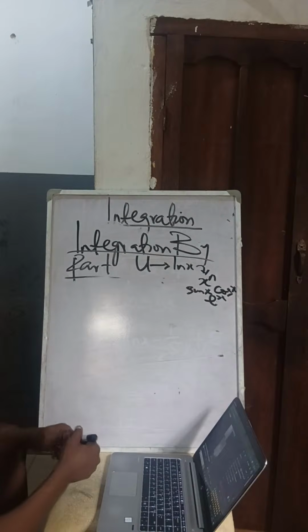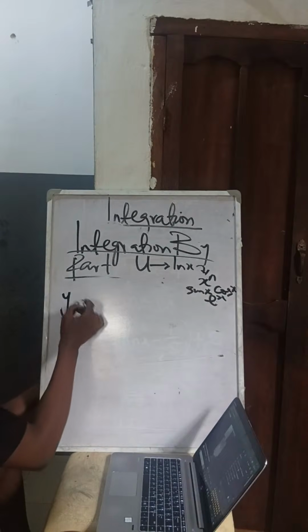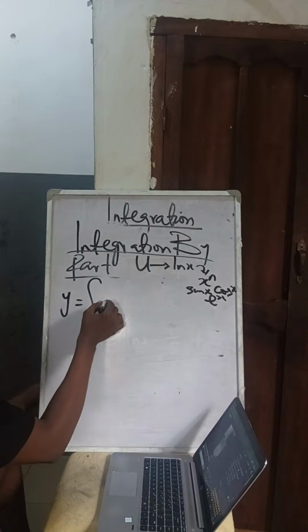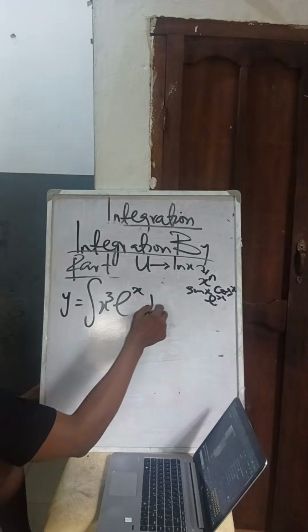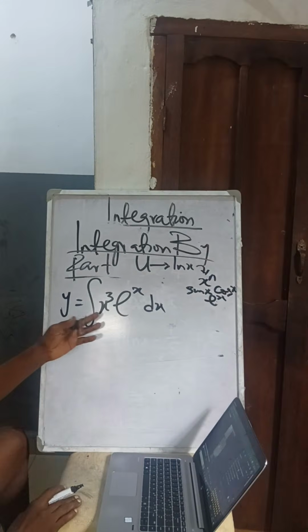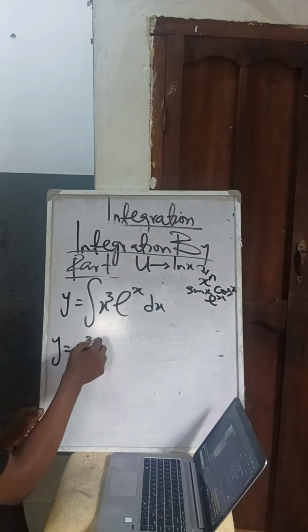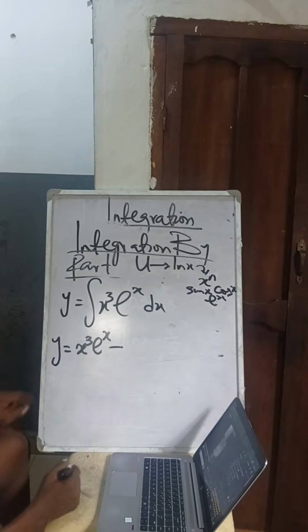All right, let's look at another method under integration by part. When you are given integration of this kind, x cubed e to the x dx, don't stress yourself. You are doing something beautiful. You say y is equal to, you write down x cubed e to the x plus. Next is minus.